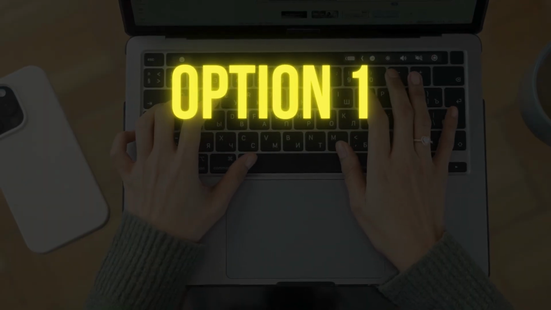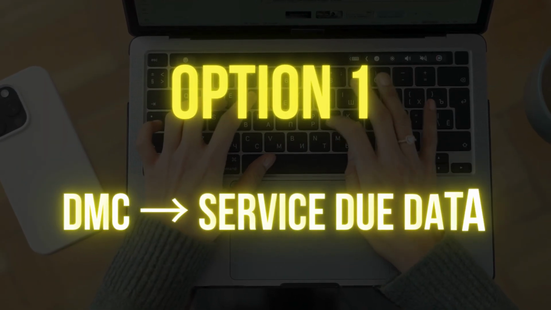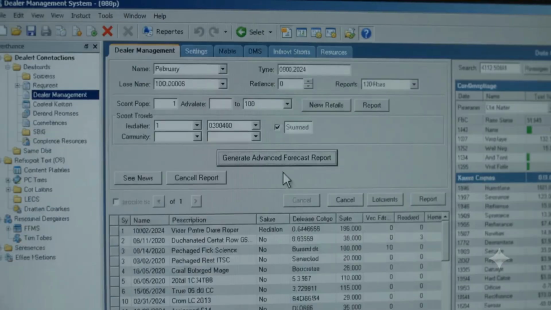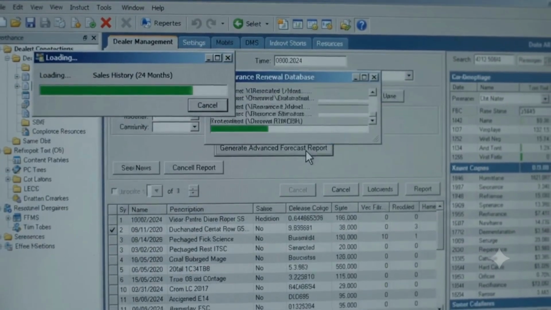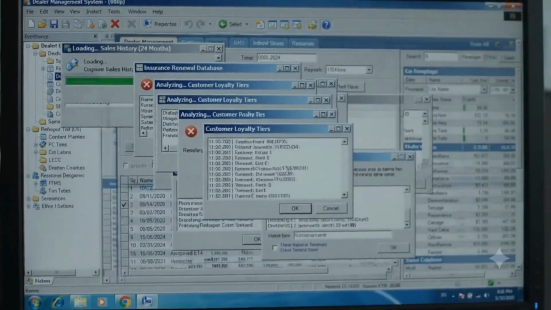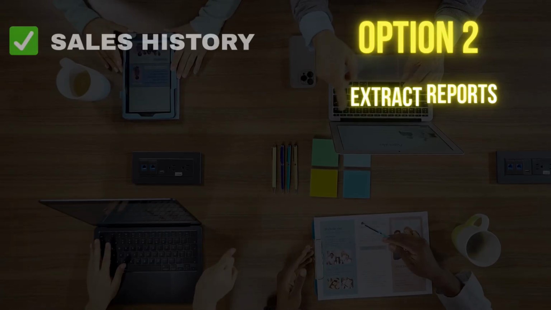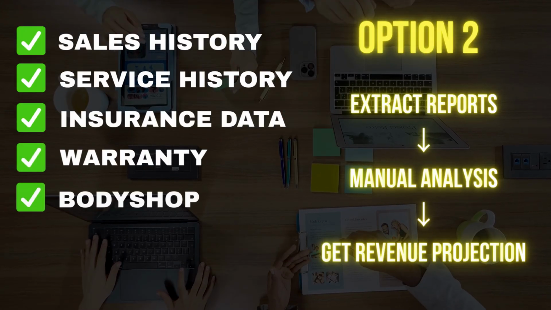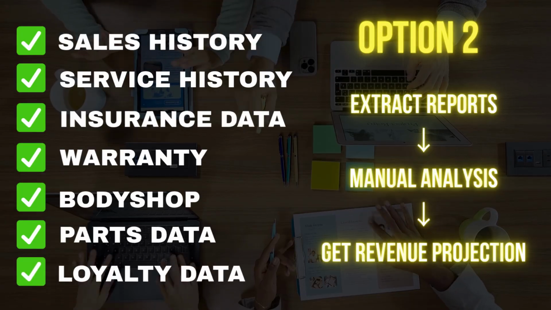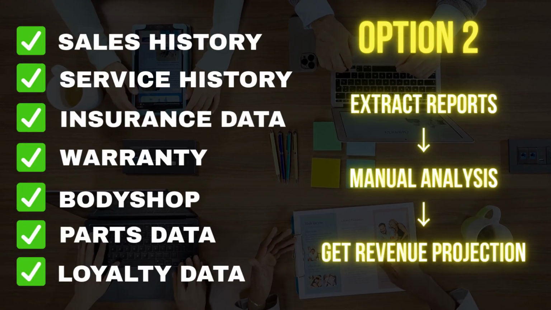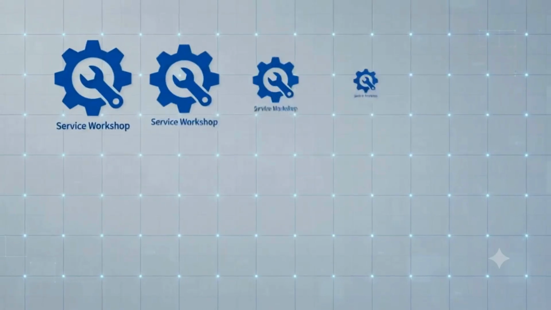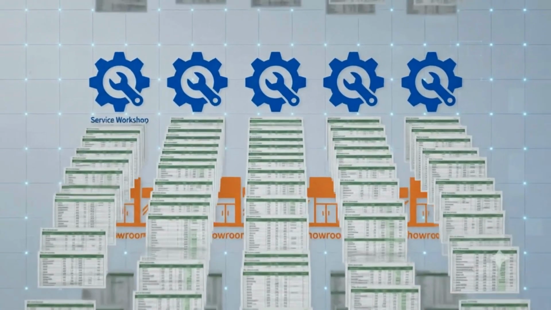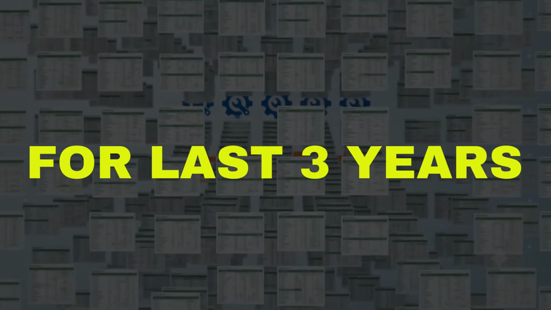Option 1, they pull out a quick service due data from the DMS, which is definitely not your full revenue potential. Option 2, they get you the actual revenue forecast by pulling reports from the DMS. Sales history, service history, insurance data, warranty, body shop, parts, loyalty data, etc. For example, if you have 5 workshops and 4 showrooms, at least 20 Excel sheets need to be compiled for the last 36 months.